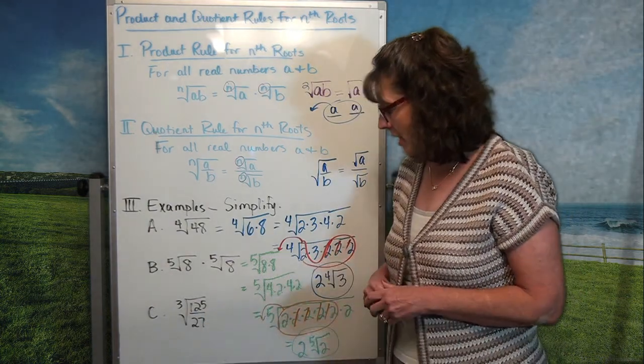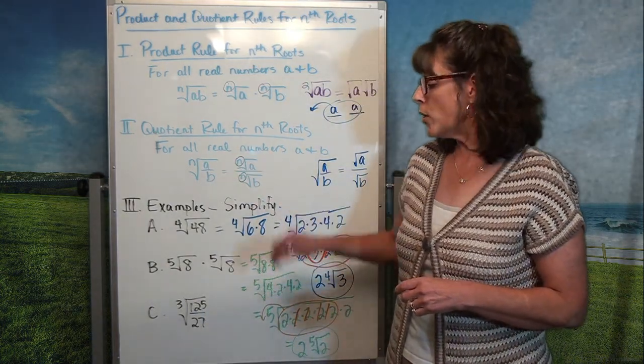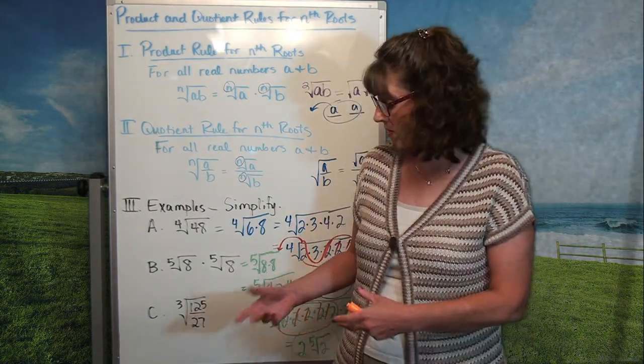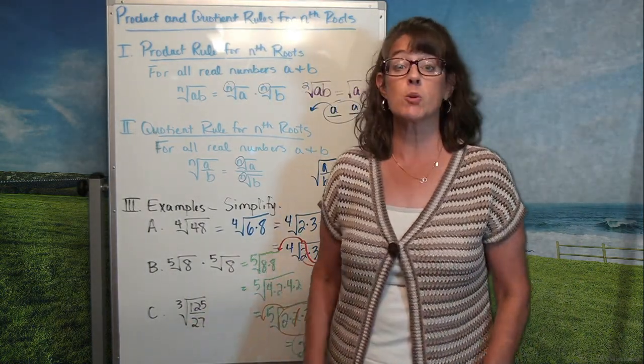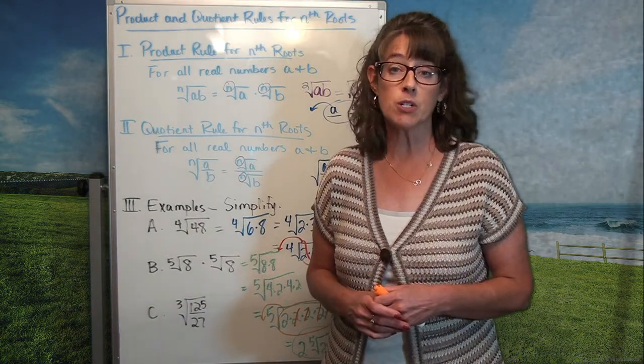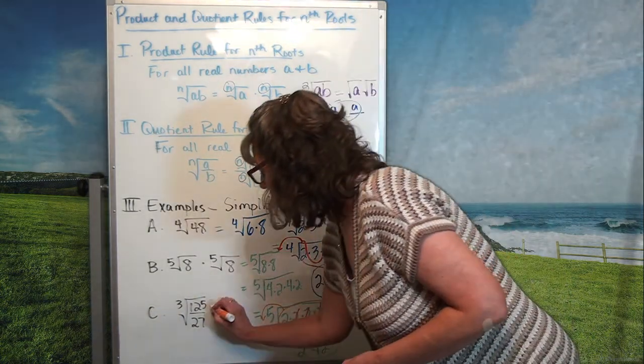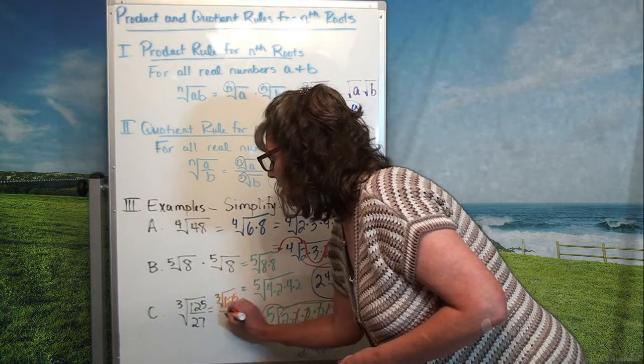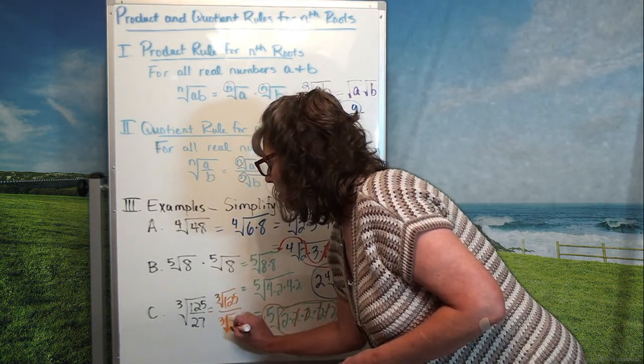Now let's take a look at the last one. Remember, my quotient rule says that I can take that 125 and divide it by 27 and then take the cube root of that, but oh my goodness, that's going to be some terrible decimal. I don't want to do that. Instead, I think what I'd rather do is split this up, take the cube root of that numerator, take the cube root of that denominator.